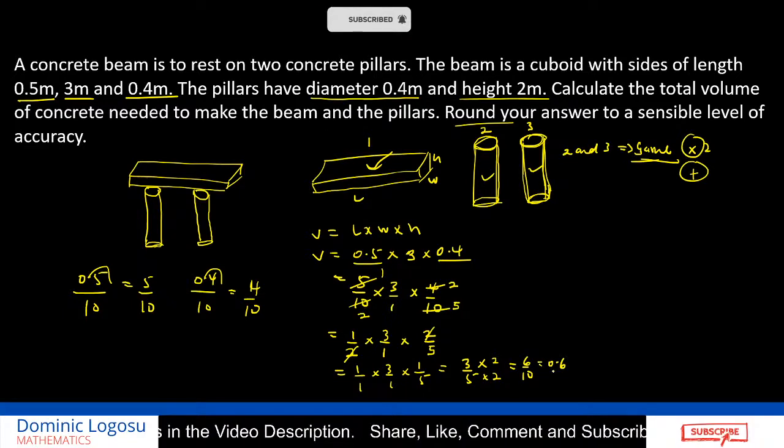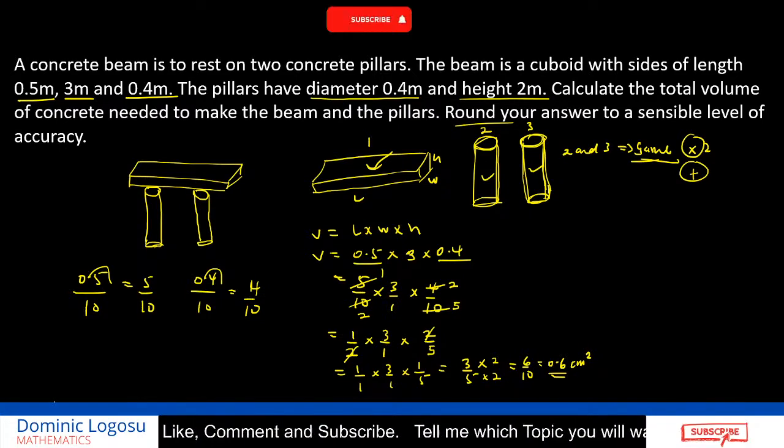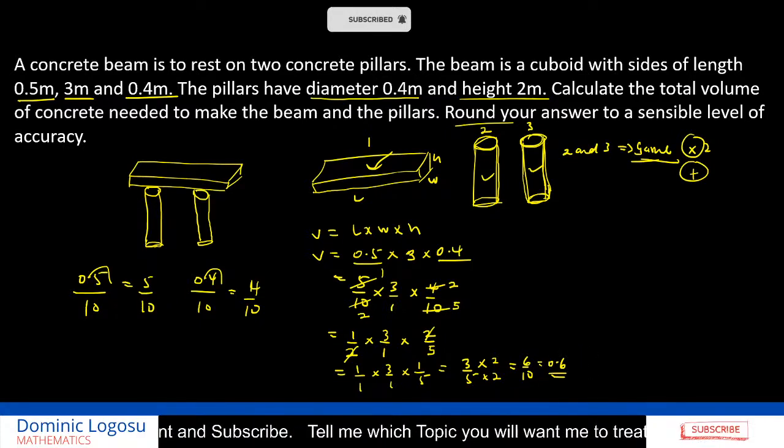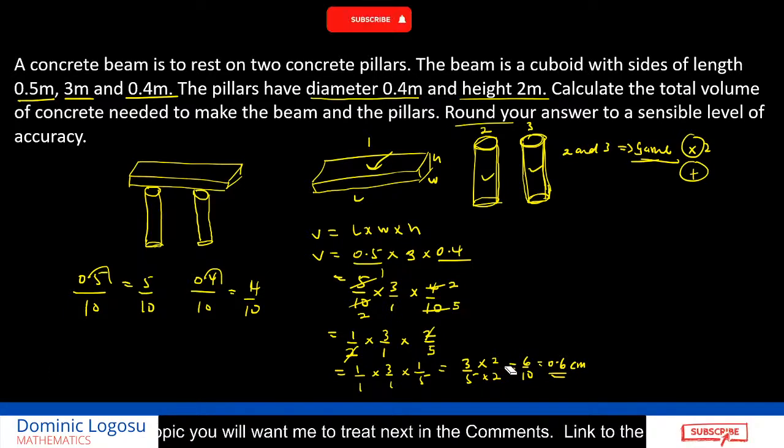So it means that the area for the beam is 0.6 centimeter. Is it meters? Okay, sorry. It will be 0.6 meter squared. So let me clean that. I'm rushing too much because I don't want us to spend the whole day here. Then again, oh, I've written centimeters again. What is happening?